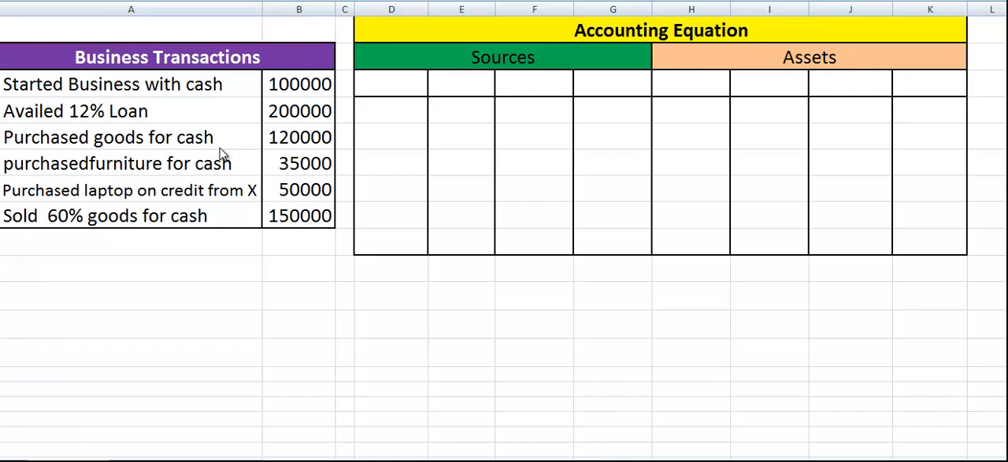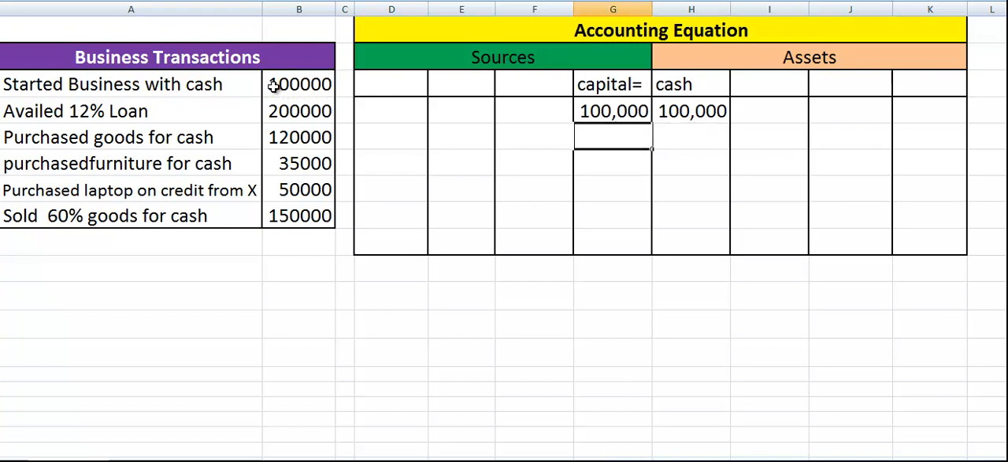To do that, let us make an assumption that we have the business transactions, and the business transactions are given here, and slowly we'll keep on increasing these business transactions. So the first business transaction is started business with cash, so therefore the capital is equal to cash. So on that date you have 100,000 cash and 100,000 capital.